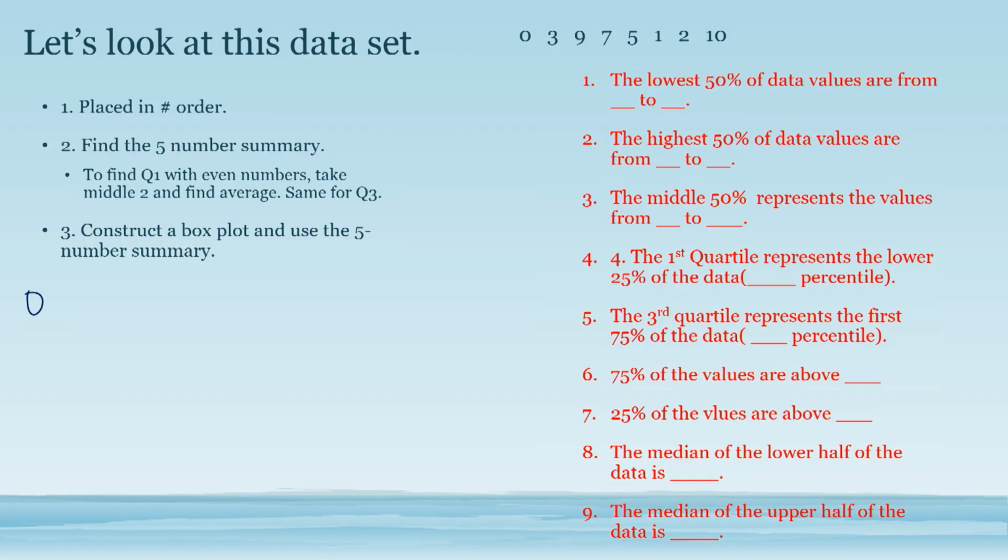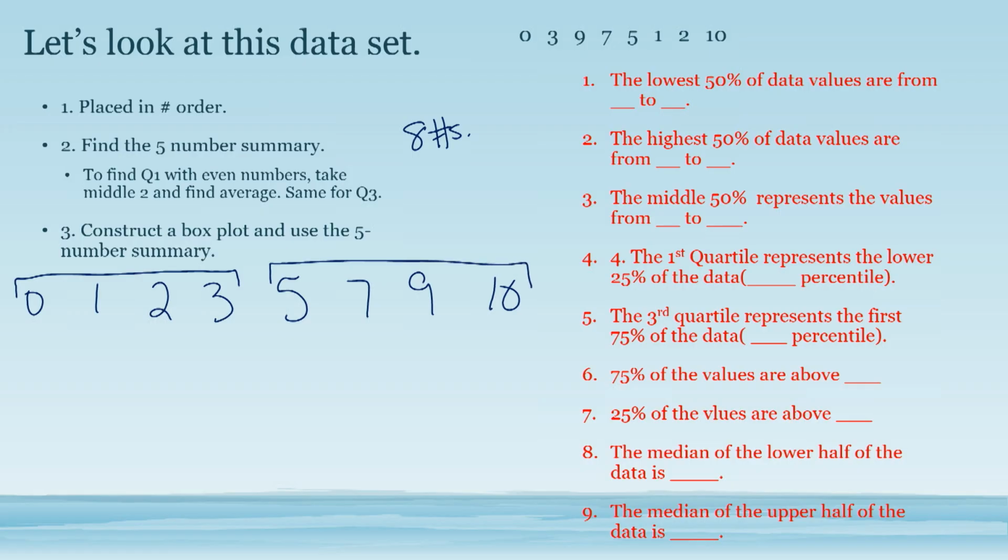So I've got 0, 1, 2, 3, 5, 7, 9, and 10. I have how many numbers? 1, 2, 3, 4, 5, 6, 7, 8. So I have 8 numbers I'm looking at. All right, so the first thing I want to do is maybe group them into my halves. So since I have 8, I have 1, 2, 3, 4 as my lower half, and 1, 2, 3, 4 as my upper half. So I can say this is my min, and this is my max.